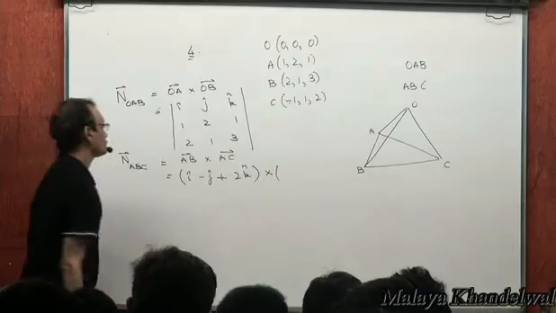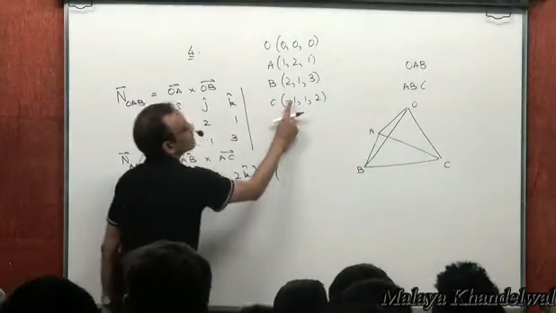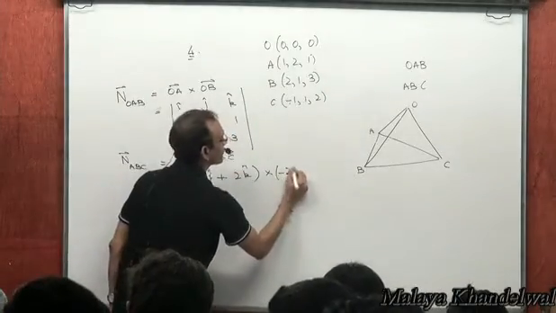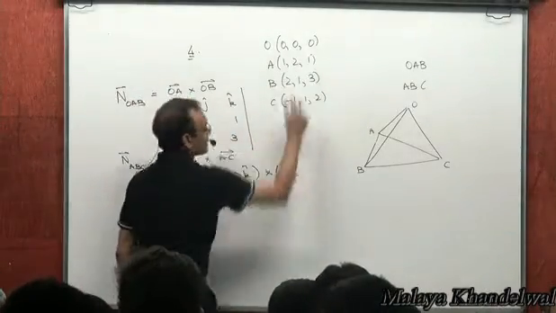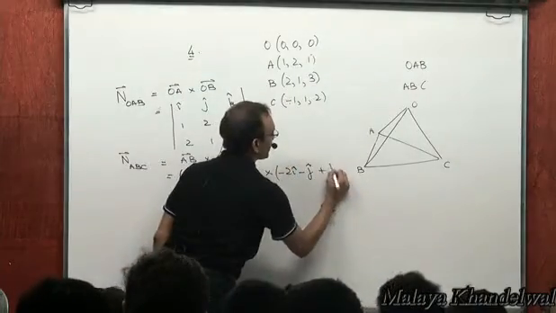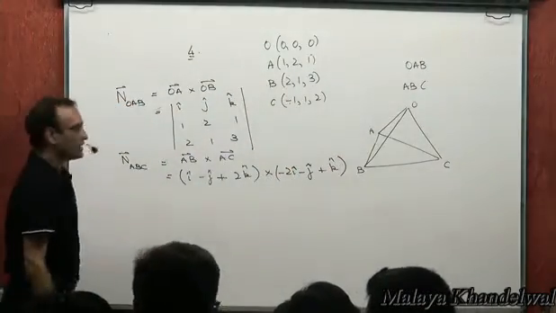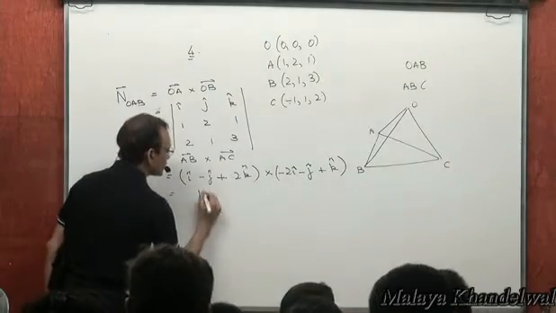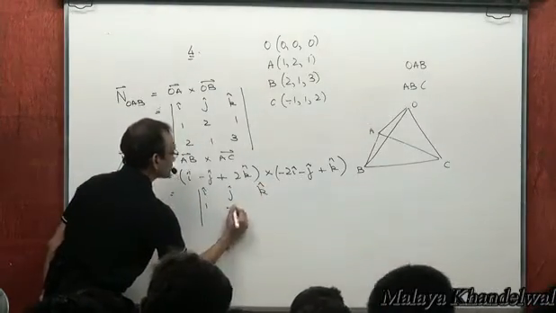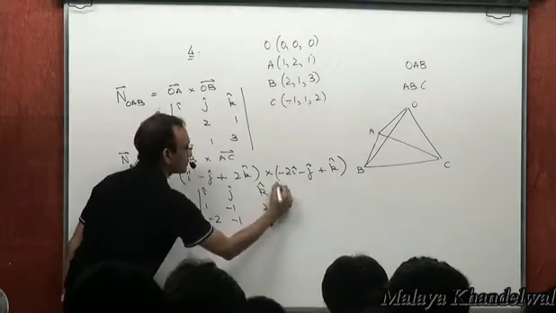cross AC. AC. So minus 1 minus 2 i cap, 1 minus 2, so minus j cap, plus 2 minus 1 plus k cap. That's the vector AC, final position minus initial position, and this you could simplify as i j k, 1 minus 1 2, minus 2 minus 1 1, right?